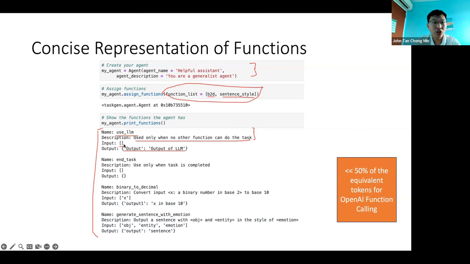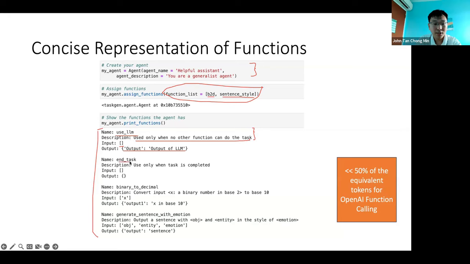The input here is to ensure that the LLM knows these are the inputs that are absolutely compulsory that you need to know. And all these are extracted using regex from the angle brackets. So these are done automatically. And the output here is basically what the LLM will output. So use LLM is like that. It's an internal function that we will call the LLM to answer your question.